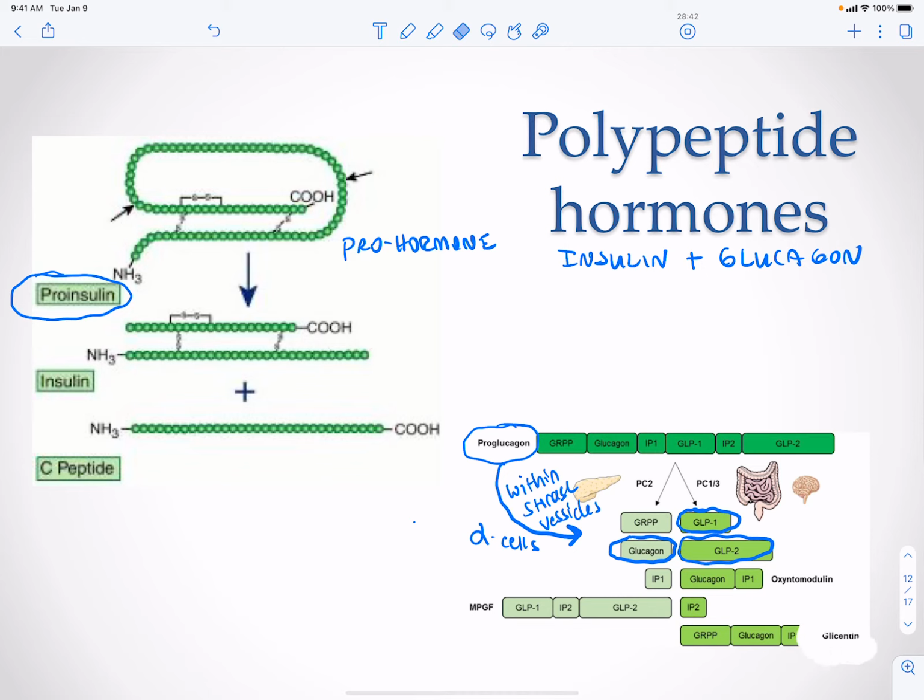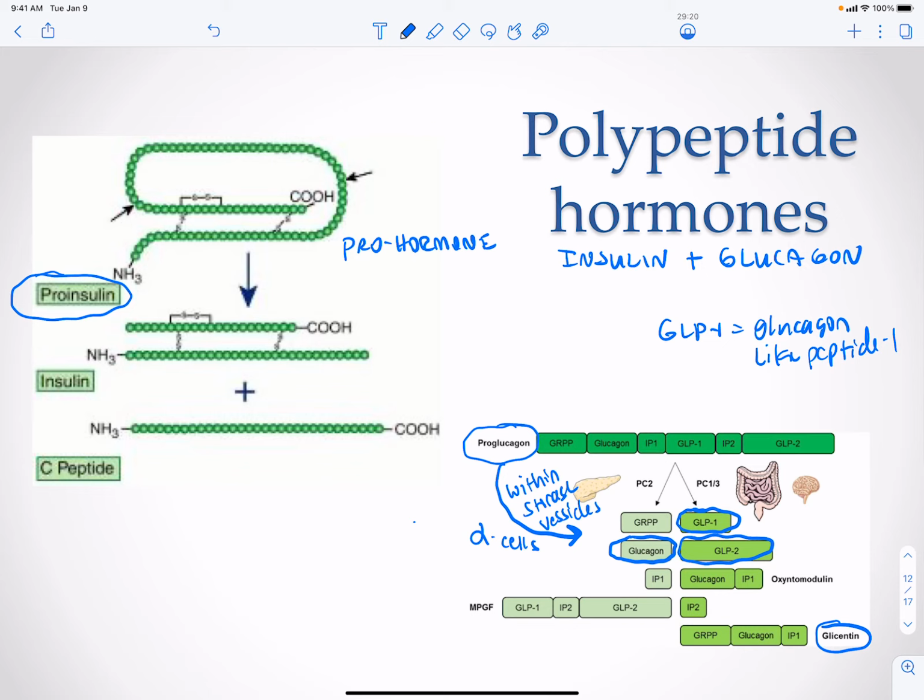Here it is, glicentin. So GLP-1 equals glucagon-like peptide. And these are primarily going to be made in your actual digestive tract. So these other hormones that are made within the pro-glucagon can be made in different cells. It doesn't have to be in the alpha cells. Glucagon itself is going to be processed in the alpha cells of the pancreas.